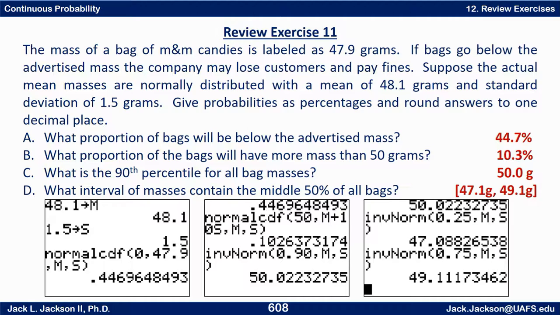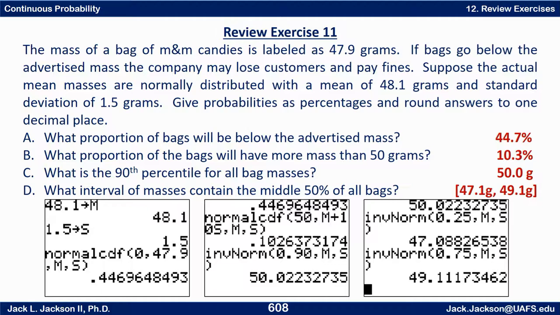And so that's 47.1 grams. And then we do an inverse norm of 0.75 with the M and S. The probability below that is 0.75. And so that X value is 49.1. That's the third quartile or 75th percentile. And so the middle 50% of the bags will have between 47.1 and 49.1.